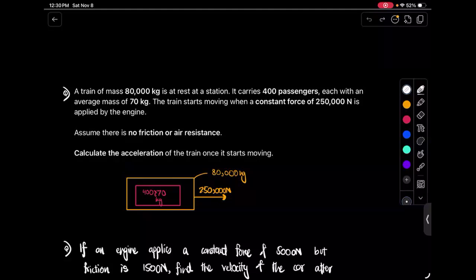Now, F_r is equal to ma. Acceleration is equal to resultant force divided by mass. What is the resultant force? That's absolutely 250,000. But what is the mass? Do I take it as 80,000? Do I take it as 400 into 70 or do I add them?